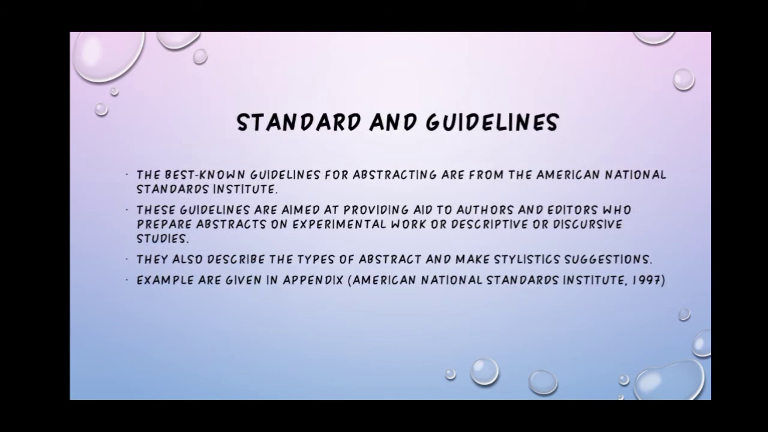Standards and guidelines. The best known guidelines for abstracting are from the American National Standards Institute. These guidelines are aimed at providing aid to authors and editors who prepare abstracts in experimental work or descriptive or discursive studies. They also describe the type of abstract stylization. Examples are given in Appendix, American National Standards Institute 1997.